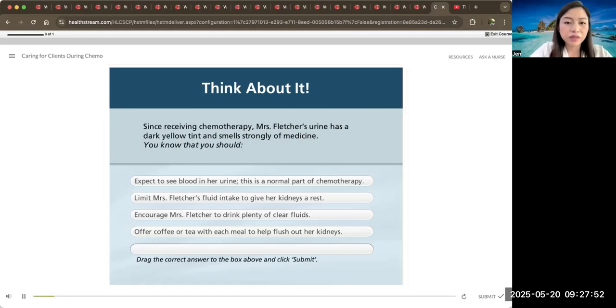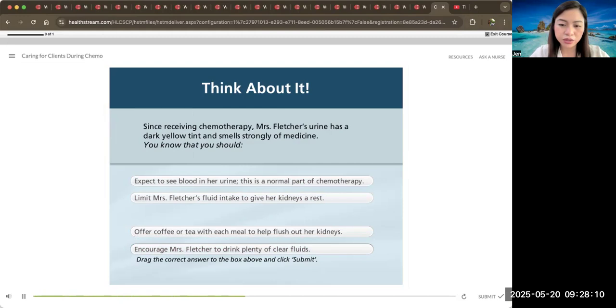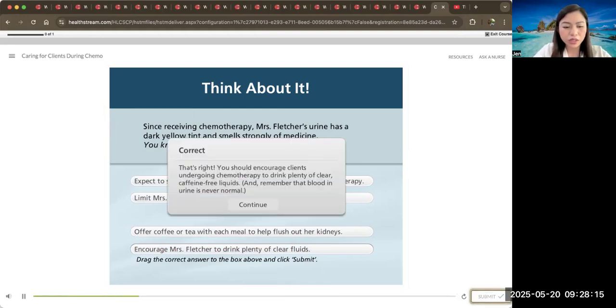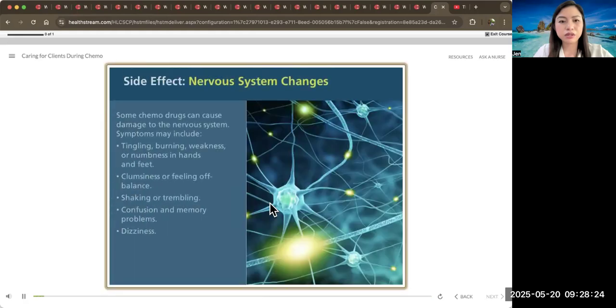Think about it. Since receiving chemotherapy, Mrs. Fletcher's urine has a dark yellow tint and smells strongly of medicine. You know that you should expect to see blood in her urine. This is a normal part? No. Limit Mrs. Fletcher's fluid? No. Encourage her to drink plenty of clear fluids? Yes. Offer coffee or tea with each meal to help flush? No. Should only be clear, no coffee. That's right. You should encourage clients undergoing chemotherapy to drink plenty of clear, caffeine-free liquids. And remember that blood in urine is never normal.